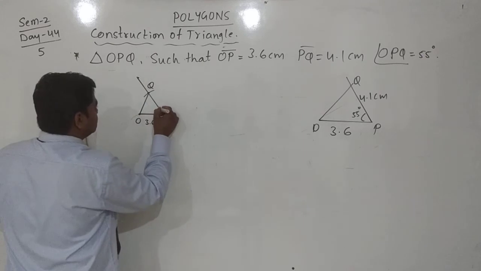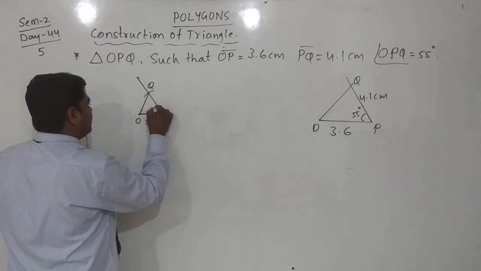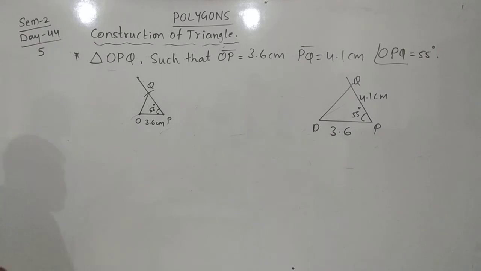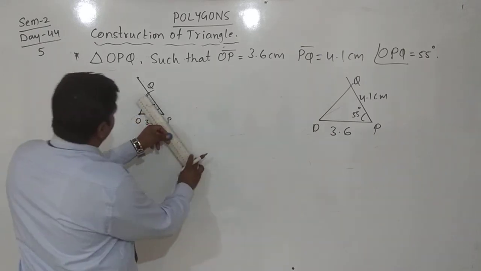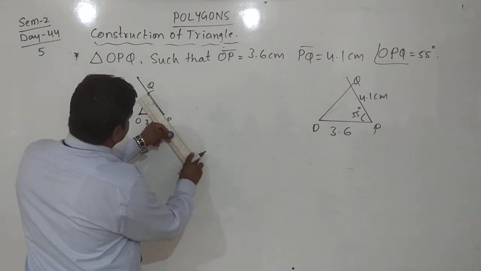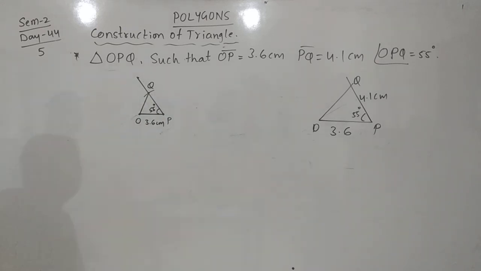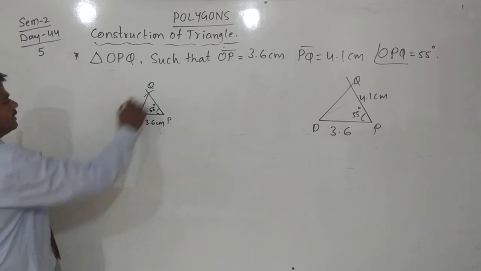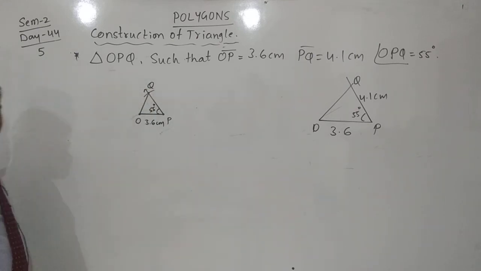Yes. This is a triangle, 55 degree at P, 55 degree, then it is 4.1, exact 4.1 centimeter. This is the given triangle. You can extend it or you can erase it, or like this.